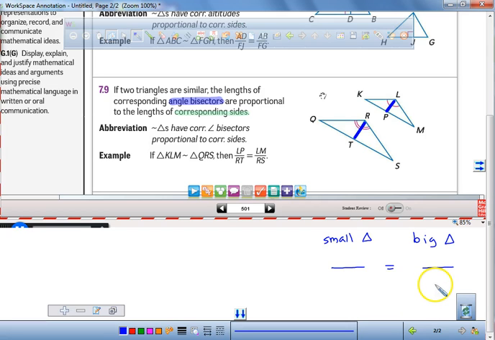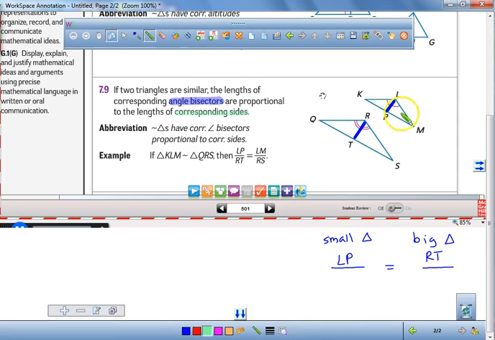Okay, I'm talking about the angle bisector. What's the distance of my angle bisector in this triangle right here? L to P. What's the angle bisector in the large triangle? R to T. Okay.